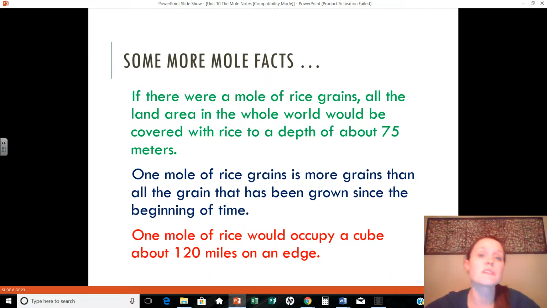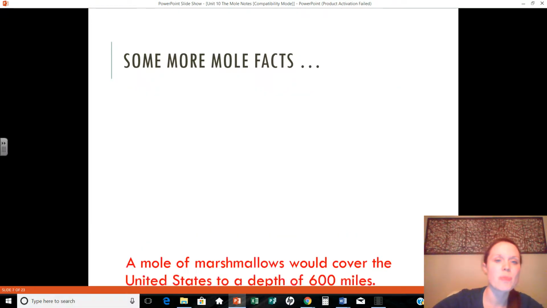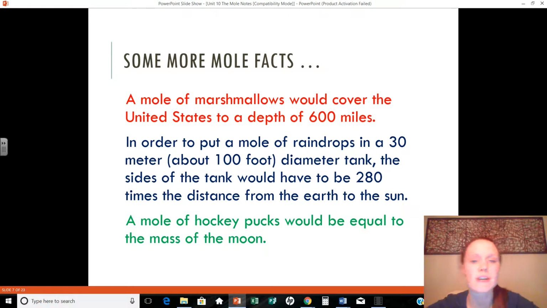If you look at these 3 examples, they all have to do with grains of rice. I like the middle example the best because it gives you another really great picture of how large 1 mole of something is. If you wanted to get 1 mole of rice grains, you would need to have every single grain of rice that has been grown since the beginning of time. And even then, you still wouldn't have 1 mole of rice grains. A couple other mole facts.